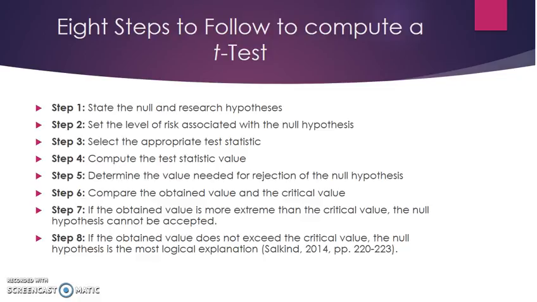Step 5, determine the value needed for rejection of the null hypothesis. Step 6, compare the obtained value and the critical value. Step 7, if the obtained value is more extreme than the critical value, the null hypothesis cannot be accepted. Step 8, if the obtained value does not exceed the critical value, the null hypothesis is the most logical explanation.